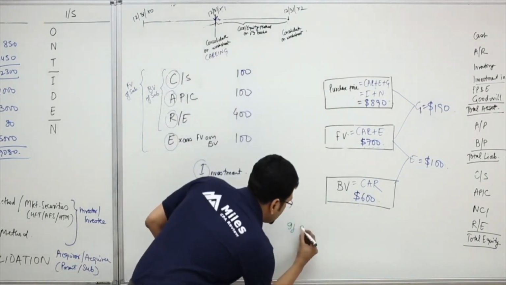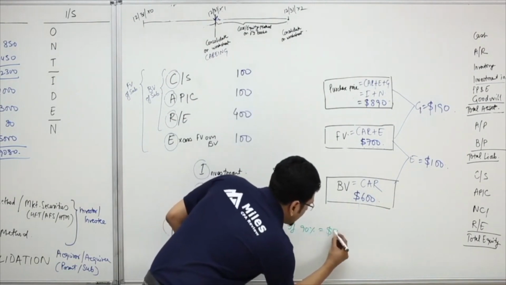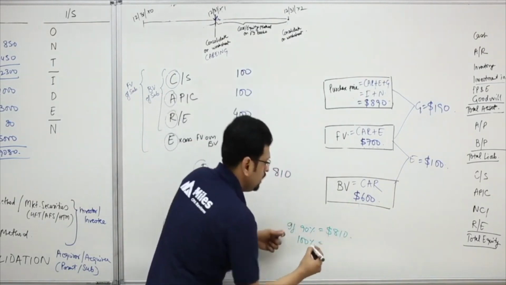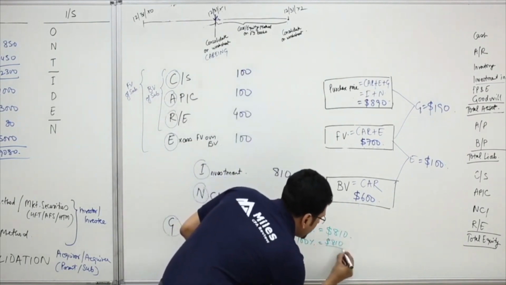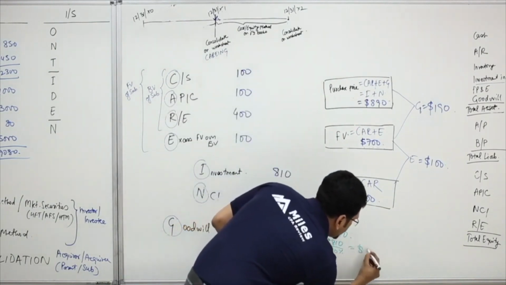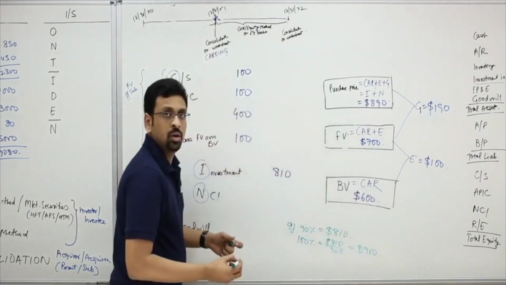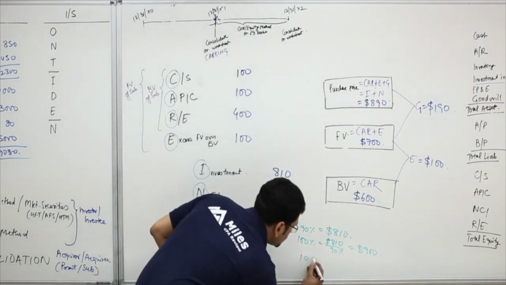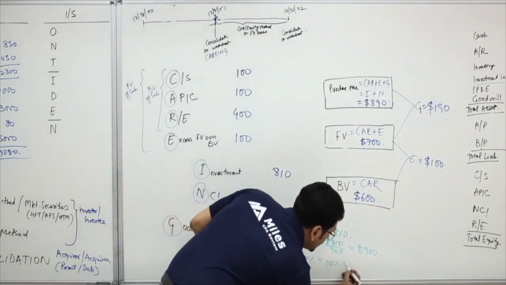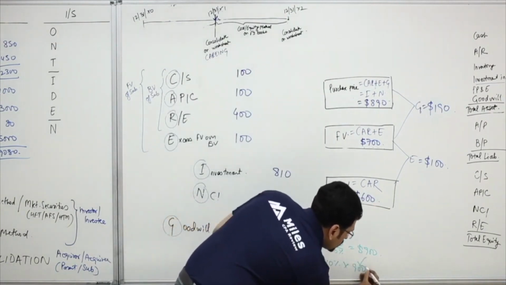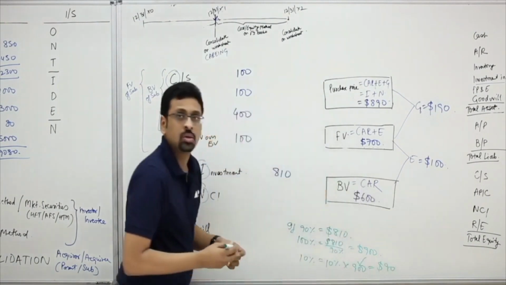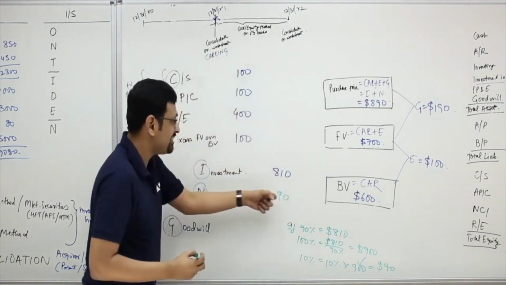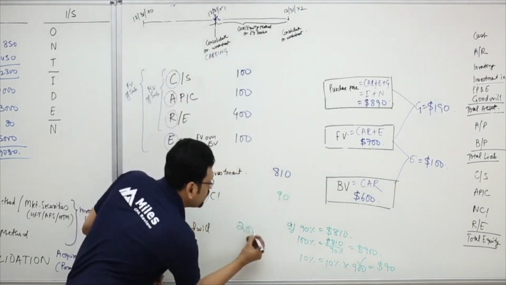So if 90% is 810, what's 100%? What's the valuation? 810 divided by 90% gives you $900 valuation. And what's the non-controlling interest? That's 10% of this. So 10% into 900 gives you $90. So in that case, you would have had non-controlling interest as $90 and goodwill would have calculated to $200.